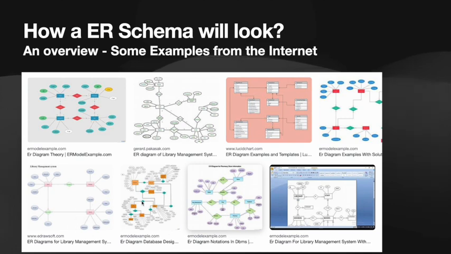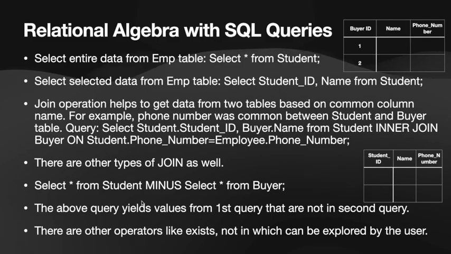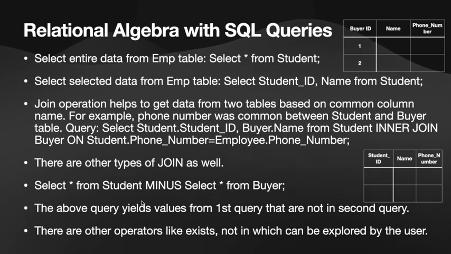There are software tools for drawing ER diagrams, and relational algebra with SQL queries. So how do SQL queries work? After designing the database, we create the tables. First we create a database after drawing the ER schema, and then we create tables, and after creating the tables and implementing the relationship diagrams, we fill the data in the tables. Then for getting the data from those tables, these are some of the queries. So this is how the queries work.